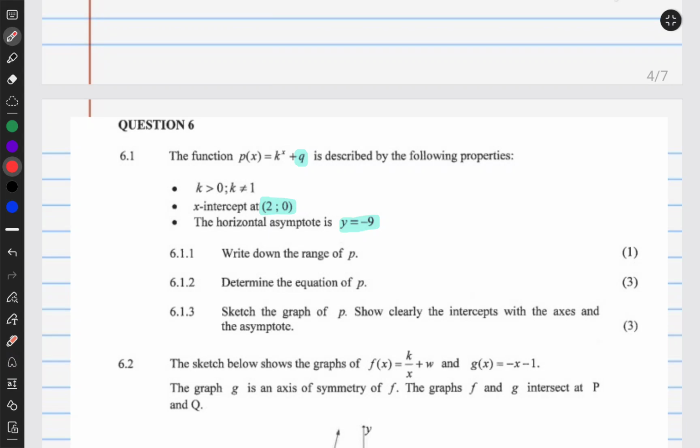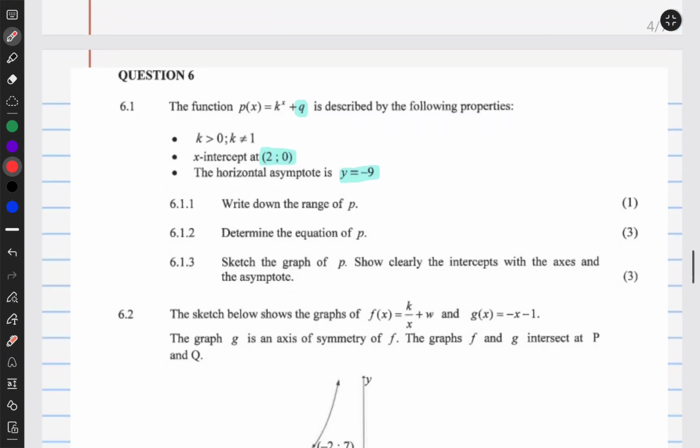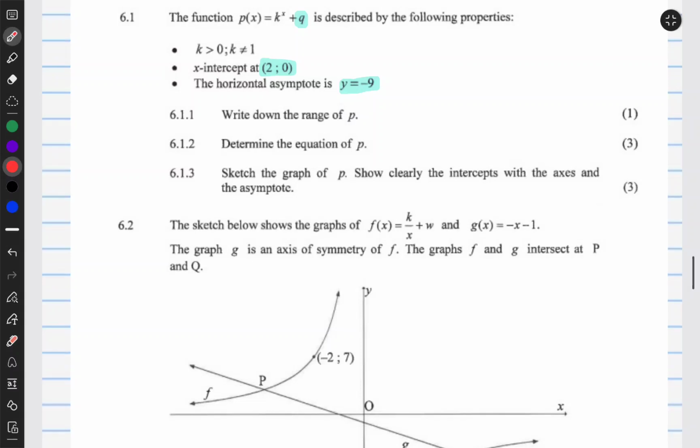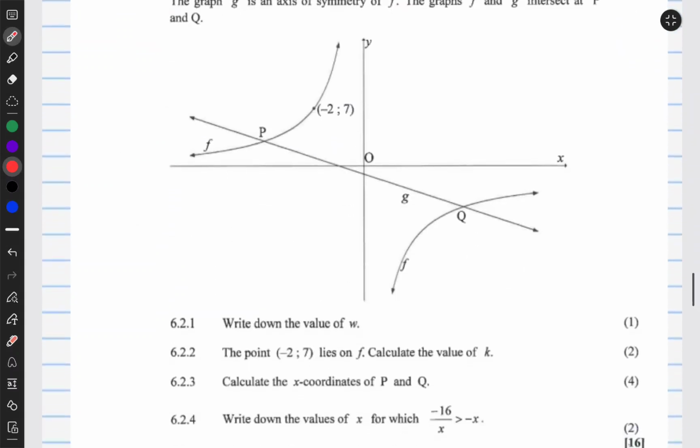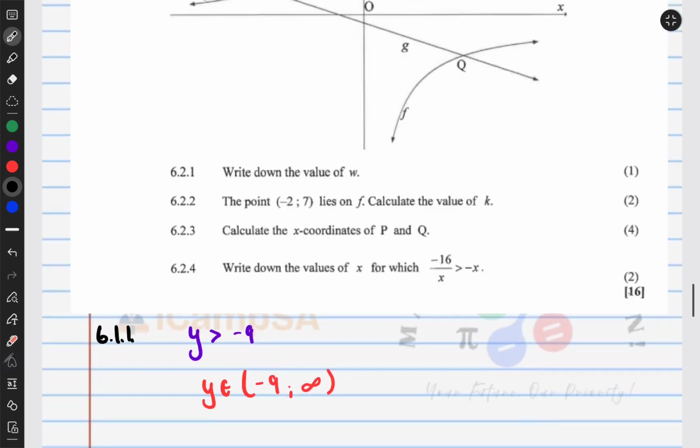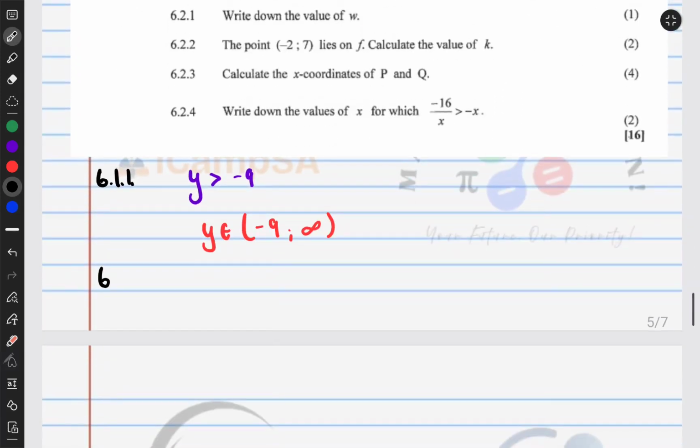Next, determine the equation of p. We already have the value of q, which is the asymptote, negative 9. We can find the value of k, which is the unknown. That would be 6.1.2.